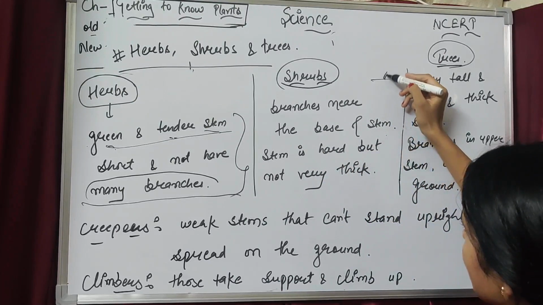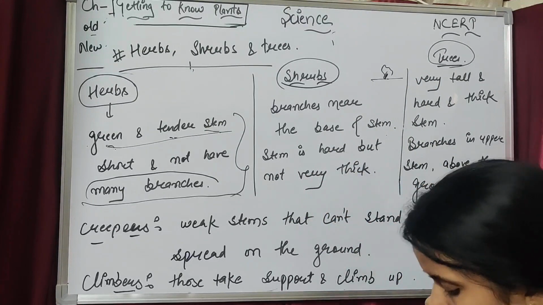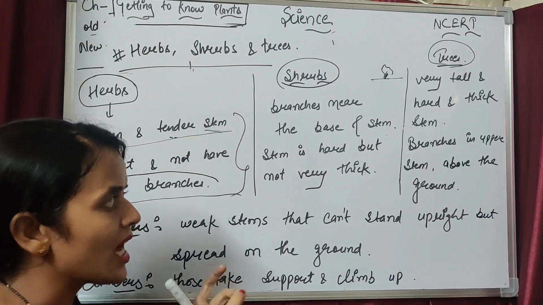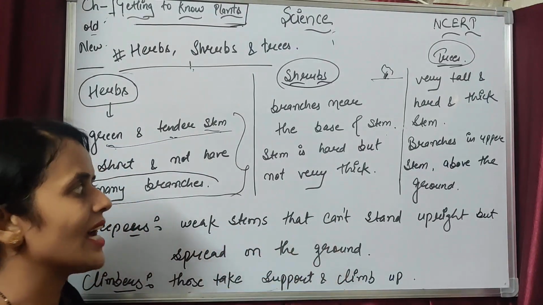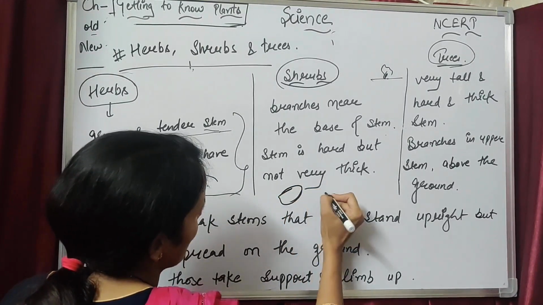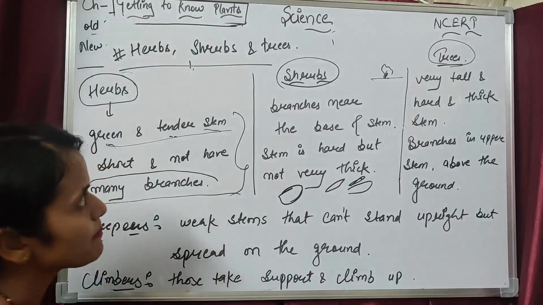In shrubs, branches near the base of the stem. That means at the base of the stem, there are the branches. Stem is hard but not very thick. The stems are hard but not very thick. That means stems are thin-ish, not very thick. Medium size of stem are there.